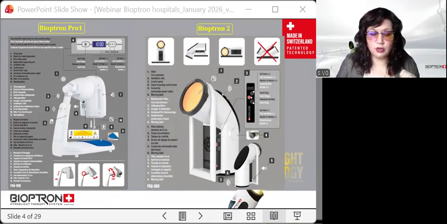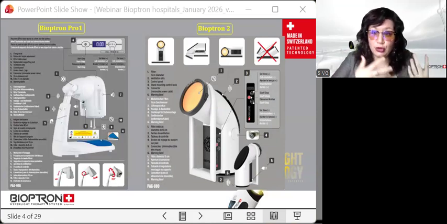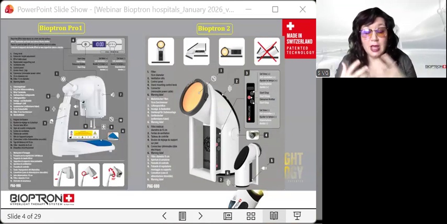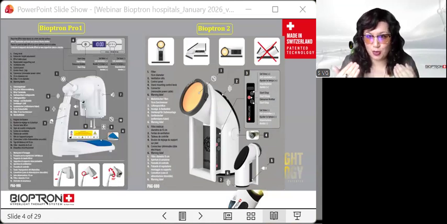Of course, you can use the instructions for use, because in both, each part of the device and how to use it is explained. It's very important to highlight that these devices are very user and patient friendly. That means that it will be very easy to use for the nurse, for the healthcare professional, but also very pleasant for the patient. So it will be easy for both to use Bioptron devices.